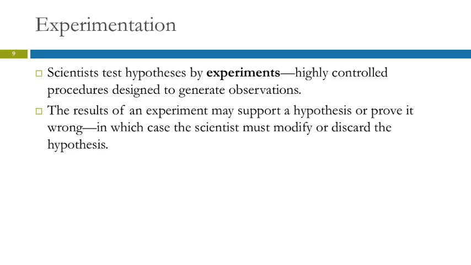So the results of the experiment may support that hypothesis, or they may prove it to be incorrect. And so if it proves to be incorrect, sometimes you discard the hypothesis. You say, well, that wasn't a good idea. And sometimes you just modify the hypothesis, and then you have to test it again.